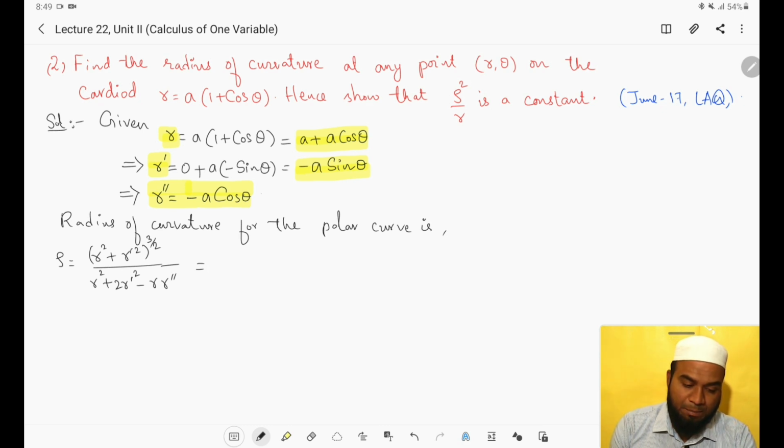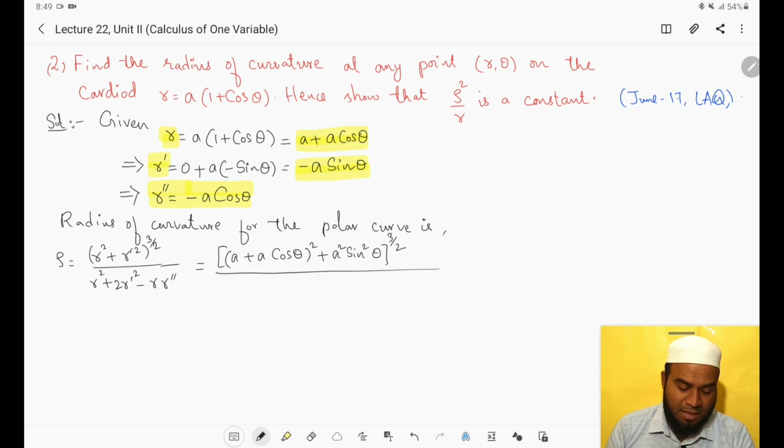What is r? A plus a cos theta. So r square is a plus a cos theta whole square. Then plus r dash square. What is r dash? Minus a sin theta. When you take the square of this, this minus will become plus, so a square into sin square theta. Power of this will be 3 by 2 as given in the formula. This will be divided by r square.